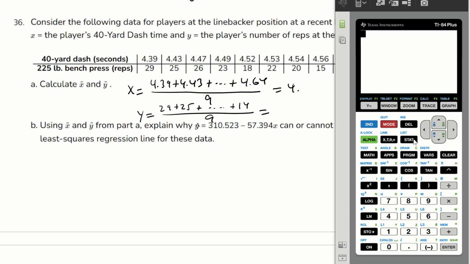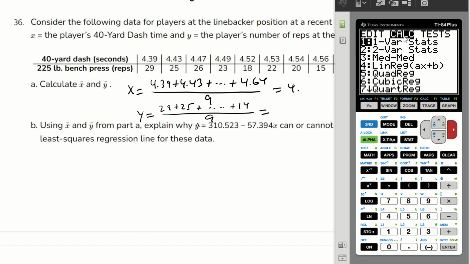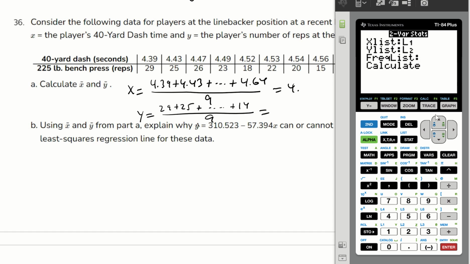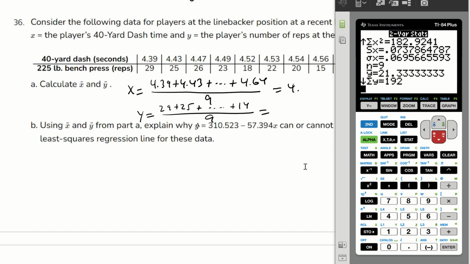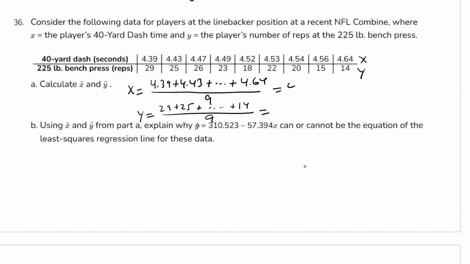Second mode. I'm going to go to stat and then calculate. I'm going to do two variable statistics so we can get X bar, Y bar. X list is L1, Y list is L2. Then we go down to calculate. It gives us our X bar, 4.508. And then we go down to Y bar, we get 21.333. We'll use 3 decimals here. So X bar is 4.508 and Y bar is 21.333. All right, good. That's our X bar and Y bar.